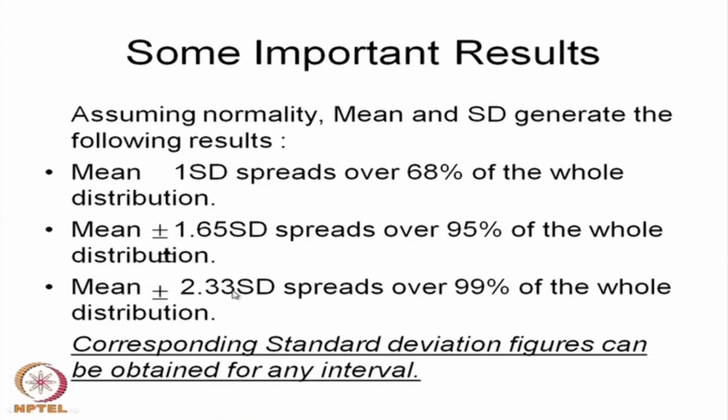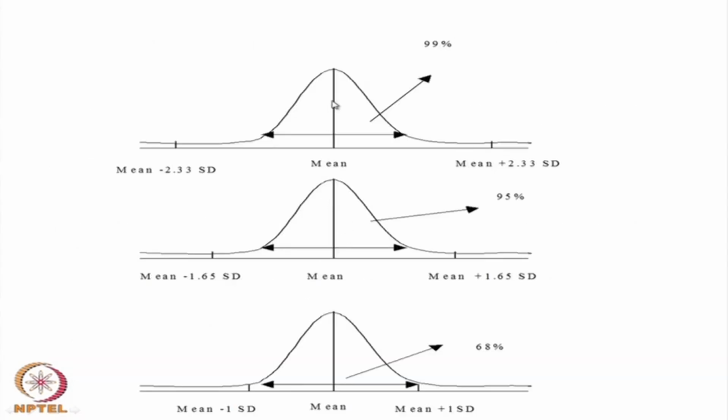Mean plus minus 2.33 standard deviation, here we are capturing 99% of the curve area, mean minus 2.33 standard deviation and plus 2.33 standard deviation, which covers 99% of the curve area. That means 99% you are sure our history will repeat the same way, and 1% we have a problem.